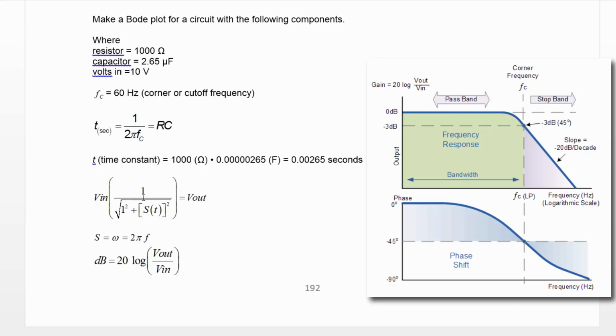And we get voltage in times 1 over the square root of 1 plus (S tau) squared, where S equals j omega. It's an imaginary number, that's why this is a complex number. So j omega makes it imaginary, and it's a complex number, and omega equals 2 pi f. So we just plug in 2 pi f for S.